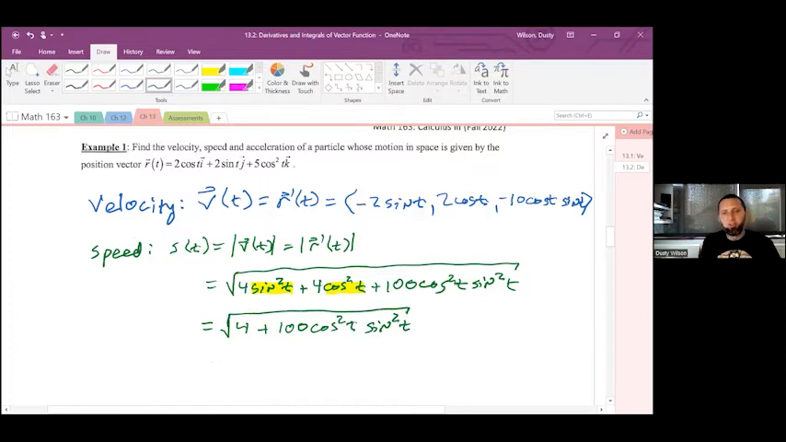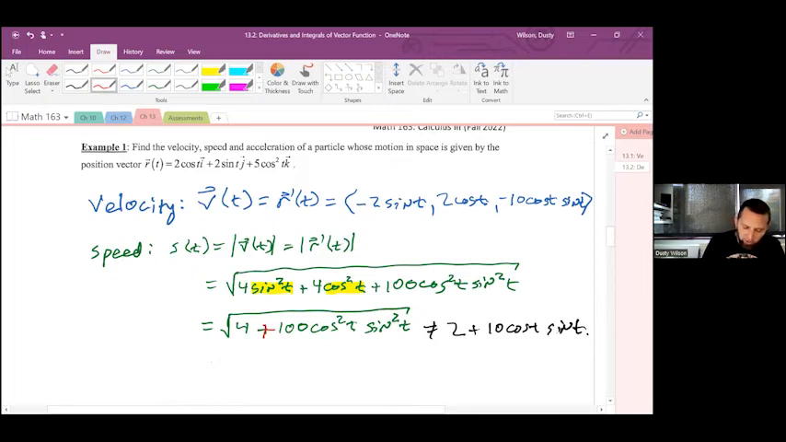And notice that the speed function, s of t, is not a vector valued function. It just gives you a number for any given t value. Also remember that this will not be the same thing as 2 plus 10 cosine t sine t. In order to simplify the radical, you would need to factor this thing into a perfect square, and that plus is a big warning sign for us.